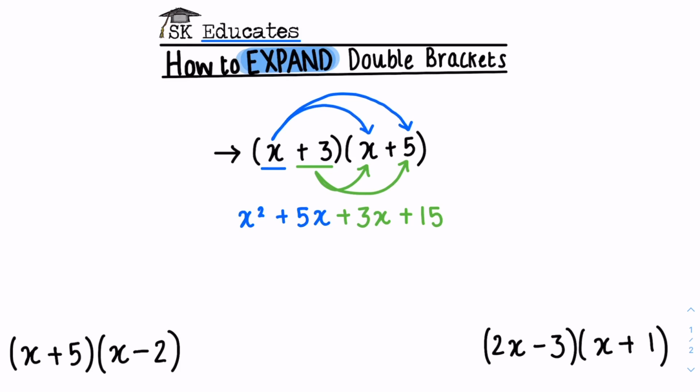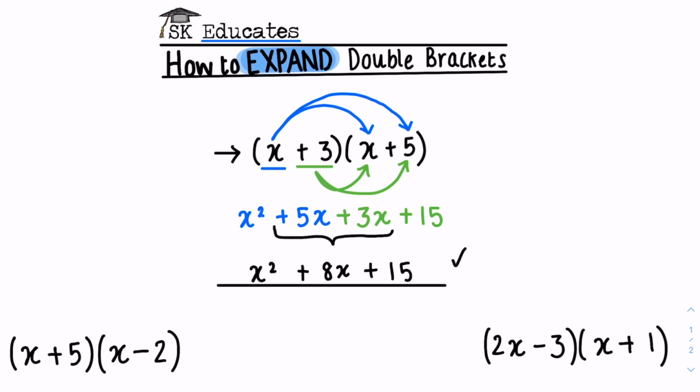But we're not done yet because we can simplify this by simplifying this part of the expression, also known as collecting like terms. So we'll end up getting x squared, then 5x plus 3x gives you plus 8x, and then the last term, which is plus 15. And this is the quadratic expression you should obtain by expanding this double bracket.